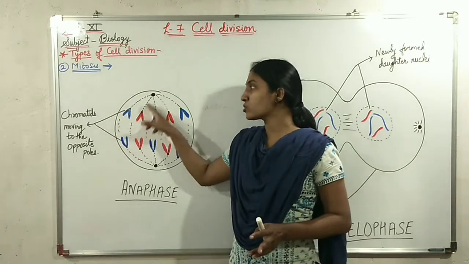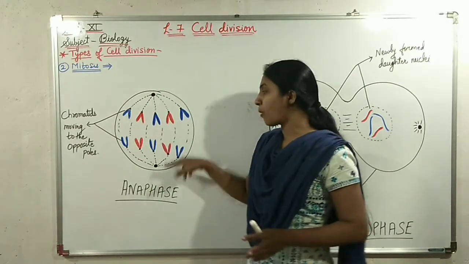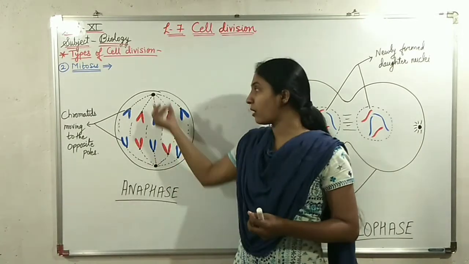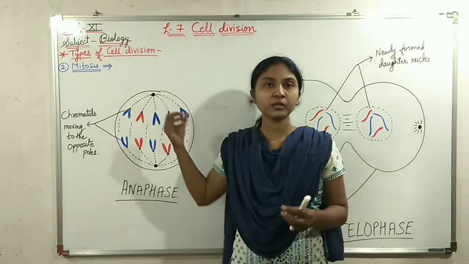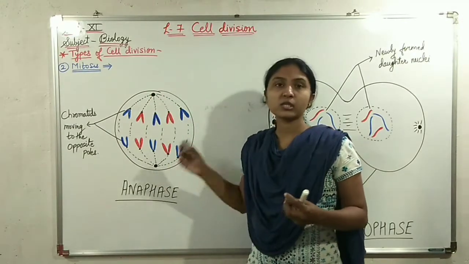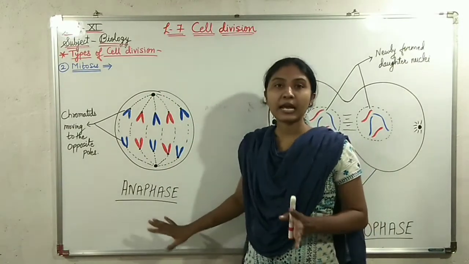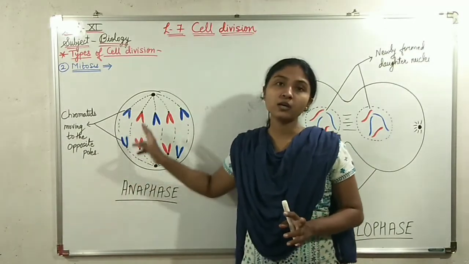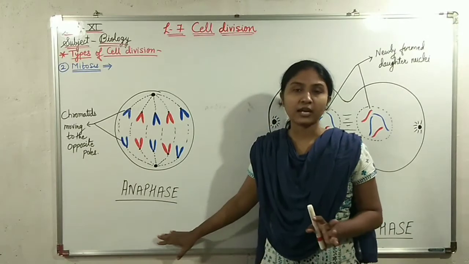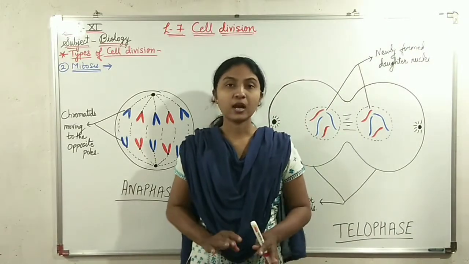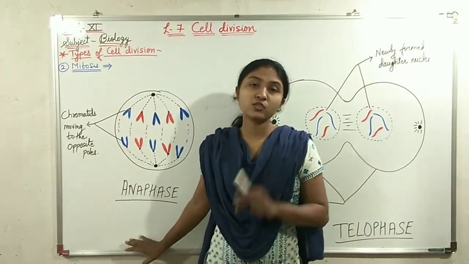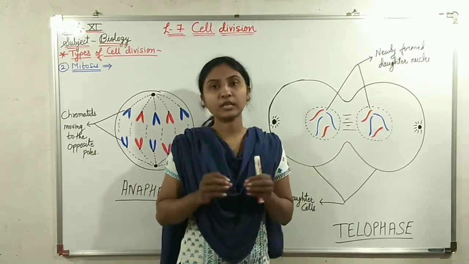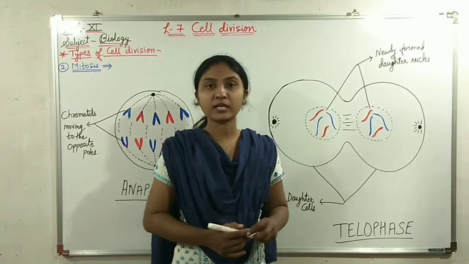So these chromosomes get pulled towards the opposite poles, and here the anaphase ends and the daughter chromatids or daughter chromosomes are produced in the anaphase. And now the anaphase is followed by the telophase. Telophase is the last phase of the karyokinesis process.